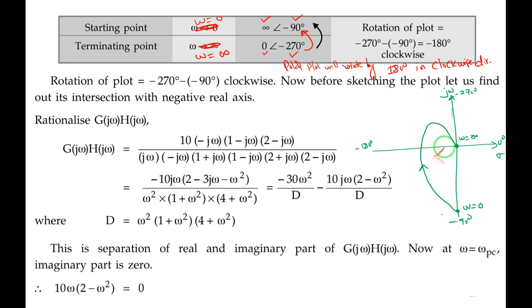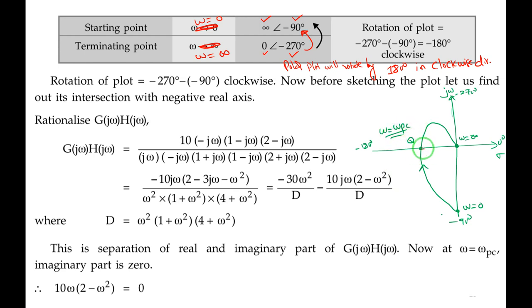So I am getting this polar plot. And you can observe here, the polar plot is intersecting the negative real axis at this point. This is point Q, right? So what will this give me? It will give me omega equal to omega PC, the phase crossover frequency, right?